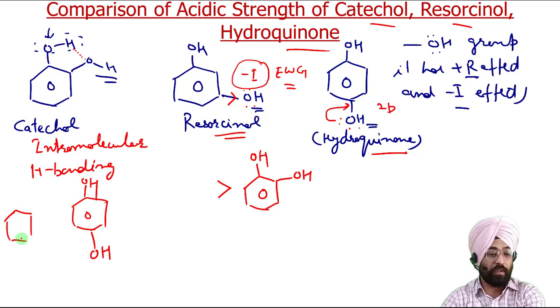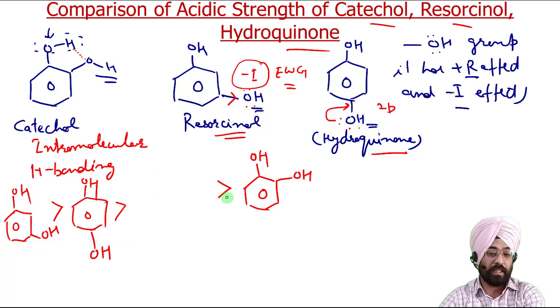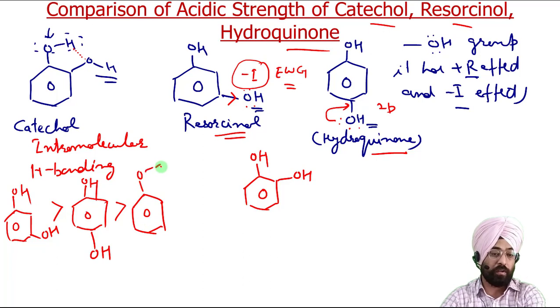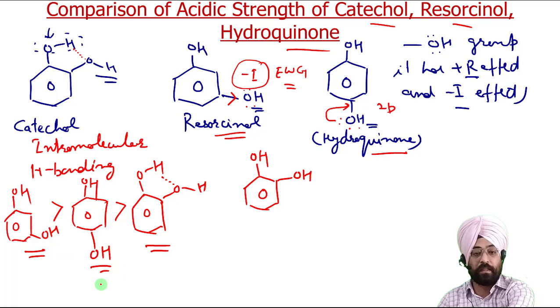So this will be your acidic strength order. Resorcinol is more acidic than hydroquinone, which is more acidic than catechol. Catechol is least acidic because of intramolecular hydrogen bonding like this. So resorcinol is most acidic, then hydroquinone, then catechol is least acidic.